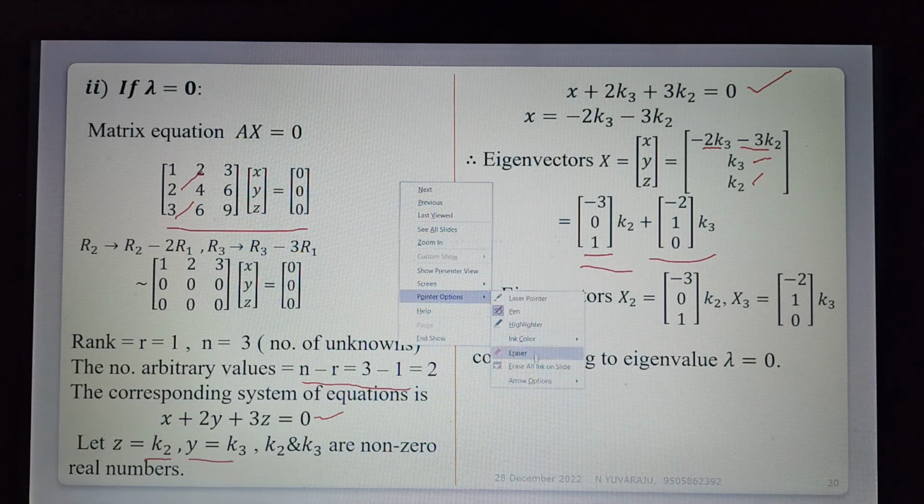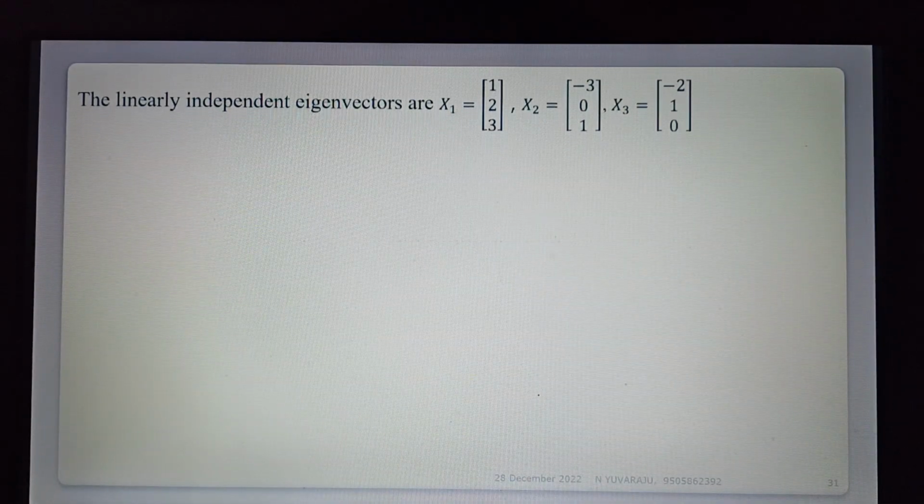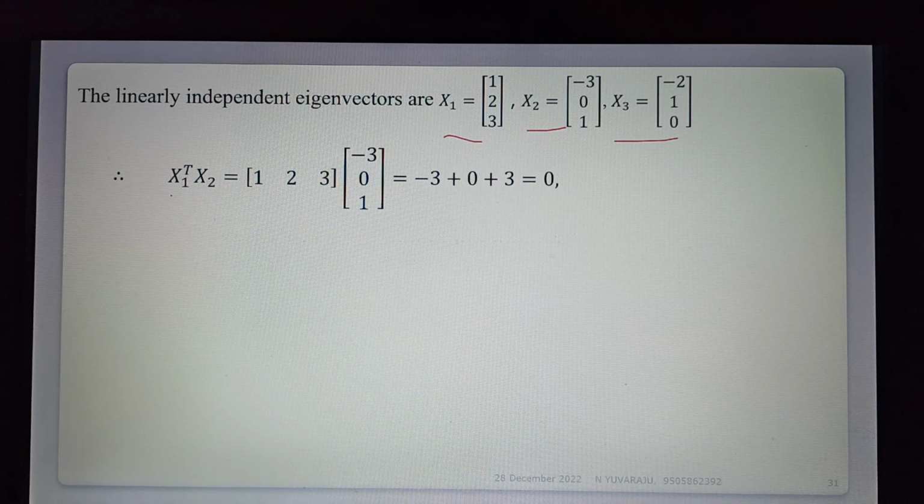Now these are the eigenvectors corresponding to the given eigenvalues. So now verify the orthogonality of these vectors: whether the x1 vector, x2 vector and x3 vector are mutually orthogonal or not. Verify the condition using the definition already explained, x1 transpose x2 is equal to 0. These are linearly independent eigenvectors x1, x2, x3. So x1 transpose x2 is 1 2 3 into x2, that is equal to minus 3 plus 0 plus 3, which is 0.